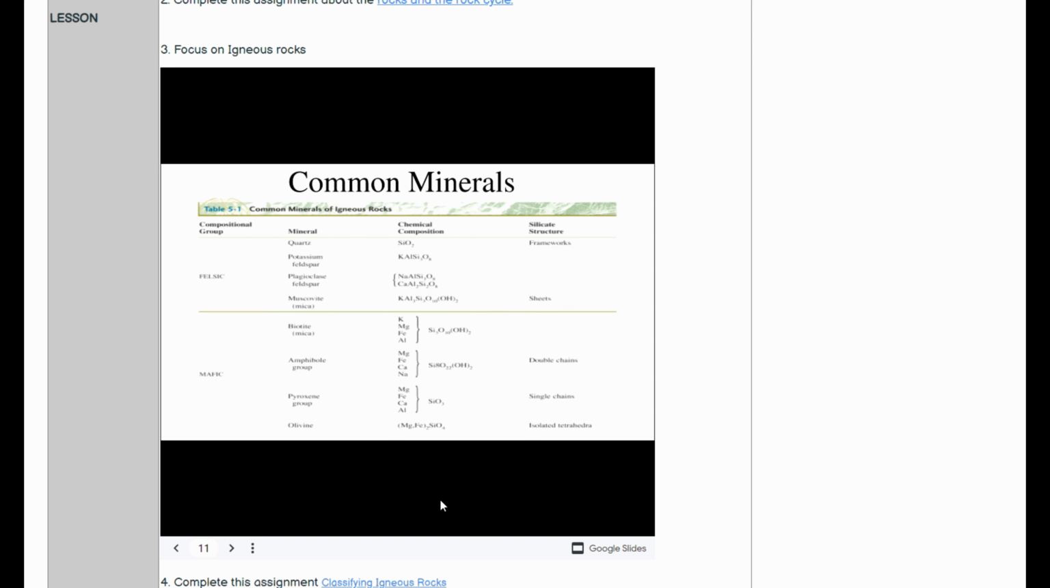Some minerals that are found in these types of rocks are listed here. We are going to see a table that has all of this on it as well, but it's a good idea to just become familiar with the minerals that can be present. You have felsic on the top, mafic down here under the line, and you can see what minerals are present there and what their chemical composition is. I would go ahead and jot this down in your notes.